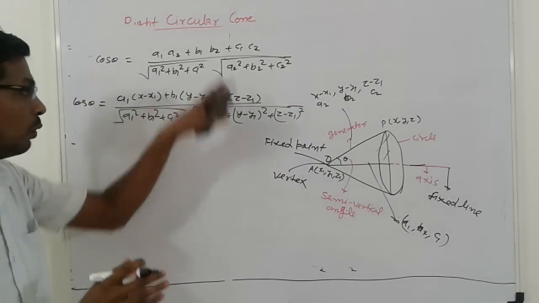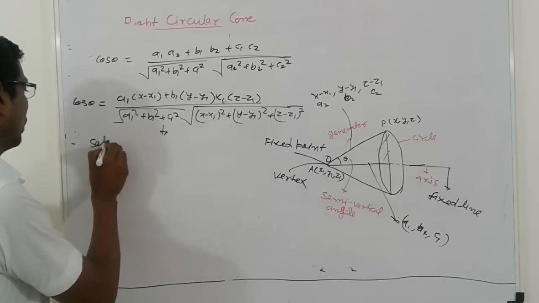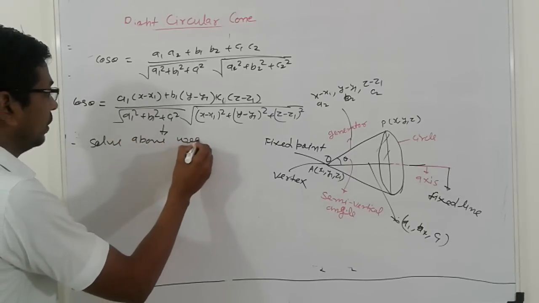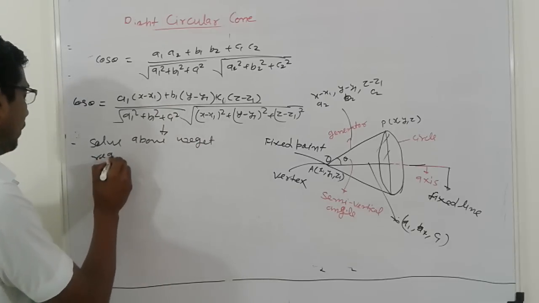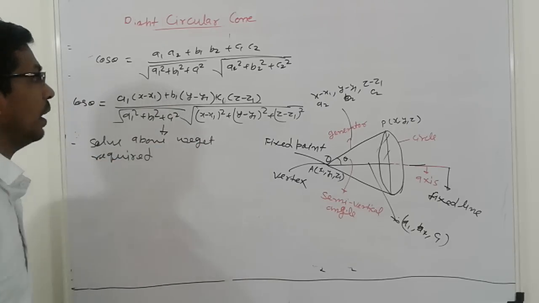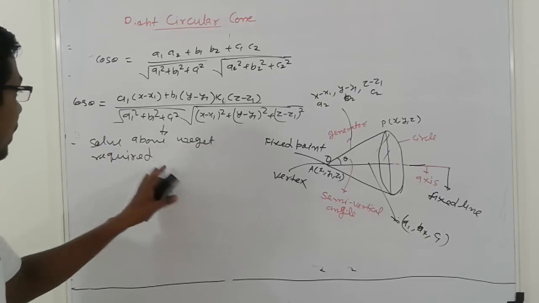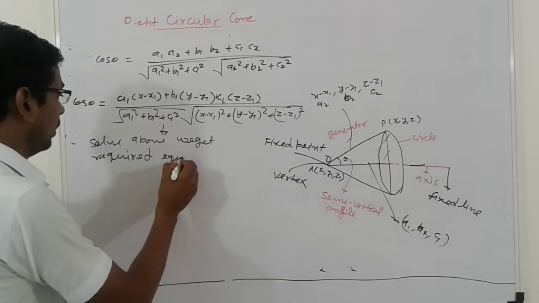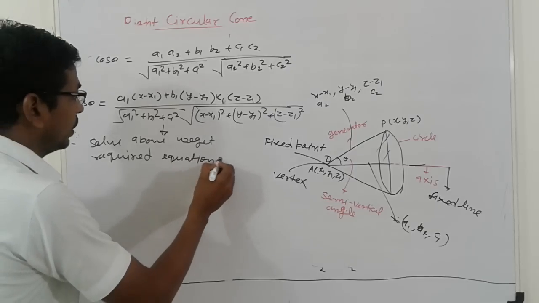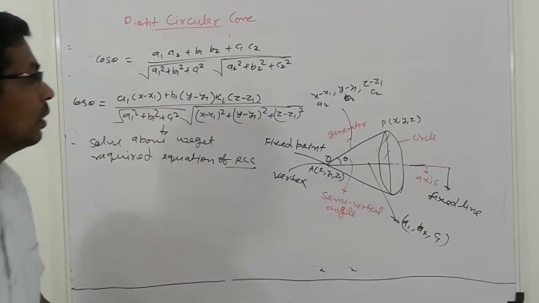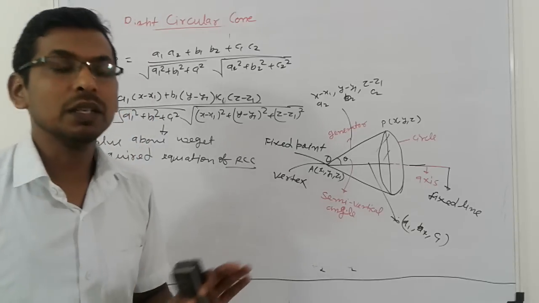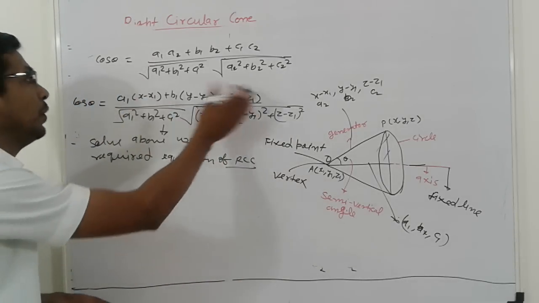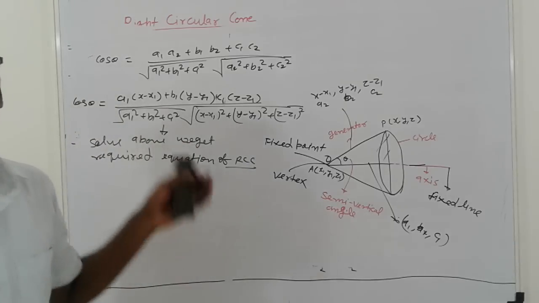Now solve this equation, and we get the required equation of the RCC, the right circular cone. So that is the general method of finding it. How will you solve it? First cancel the square roots, then solve the numerator. Cos theta will be given to you, theta is given.